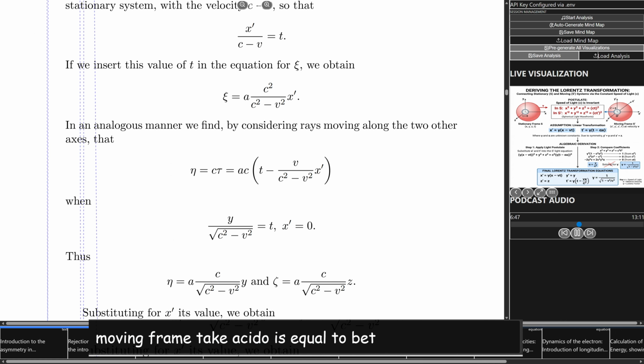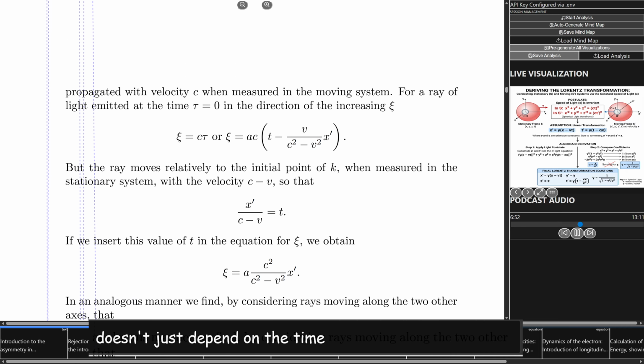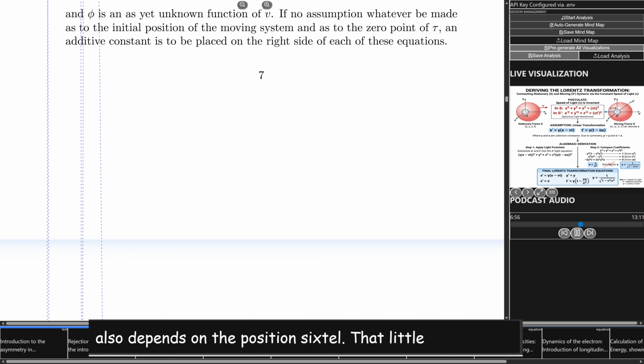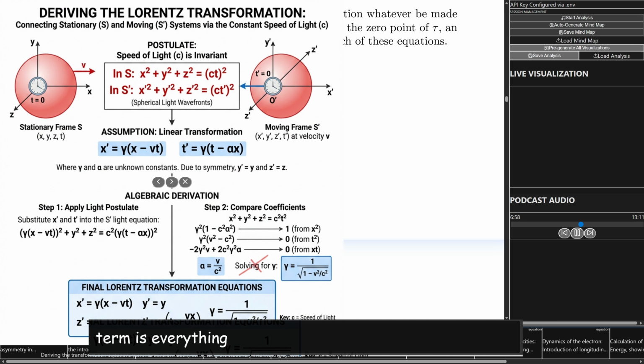And that is just mind-bending. The time in the moving frame, tau, doesn't just depend on the time, t, in our frame, it also depends on the position, x. That little vx over c squared term is everything. It's the mathematical signature of the relativity of simultaneity. It explicitly mixes space and time into a single fabric. Time at one point is literally different from time at another point because of this blending. It's the Rosetta Stone for space-time.